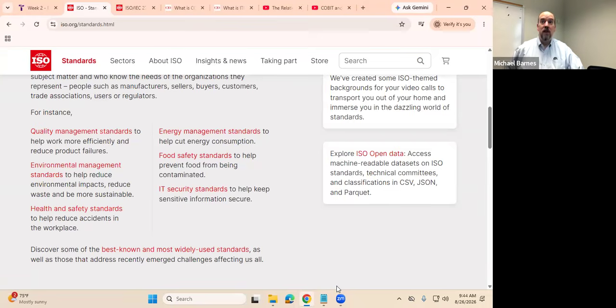I always think of food safety standards as being fairly regional because you talk about the Department of Health in a certain area, like how those operate. But this is kind of a global perspective on these. So ISO definitely has a much broader reach than just IT governance. Now, it does have a few IT governance standards.